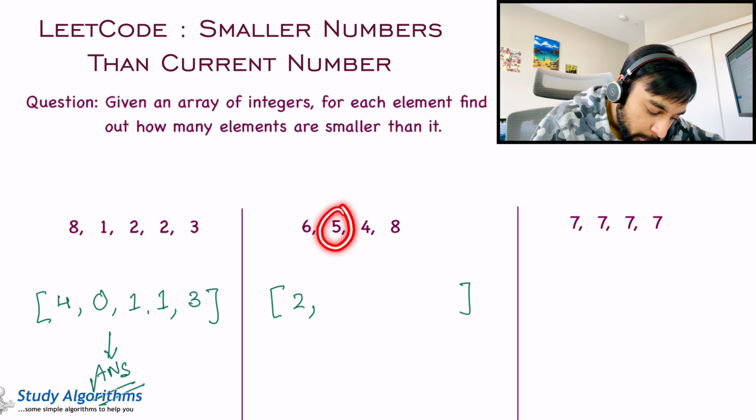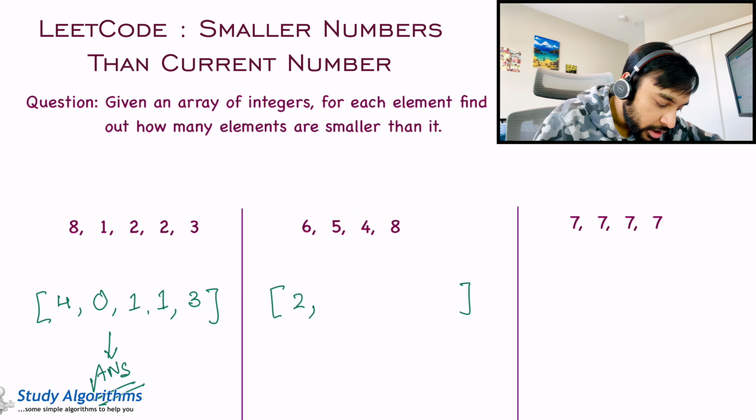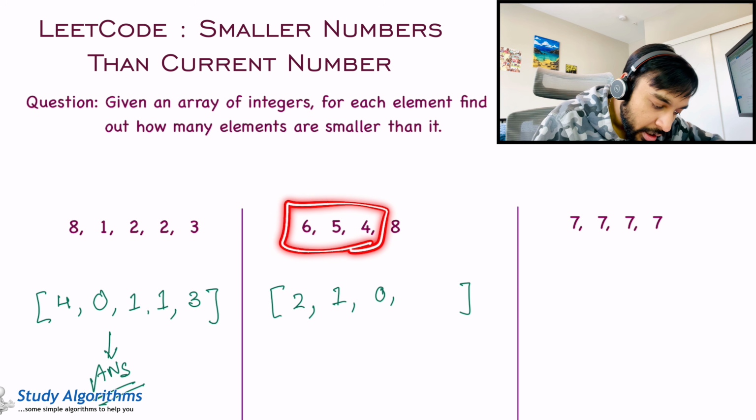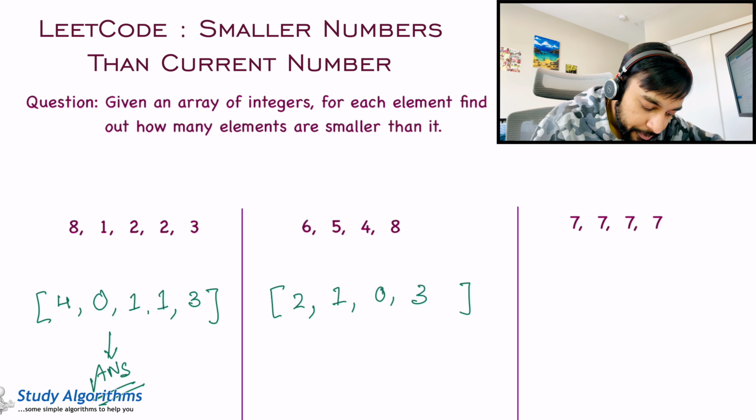How many elements are smaller than 5? Only 4. So you write down 1. How many elements are smaller than 4? None, right? So you write down 0. And how many elements are smaller than 8? All of them. So you simply write down 3.